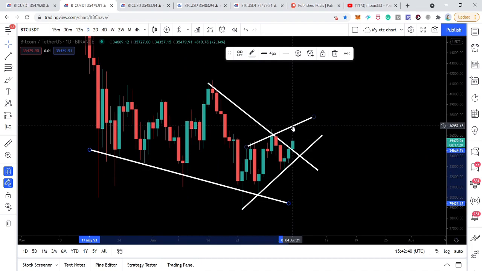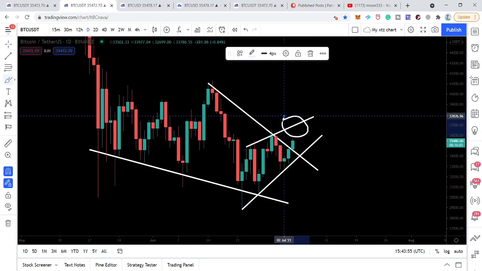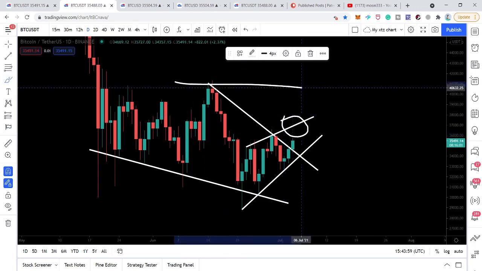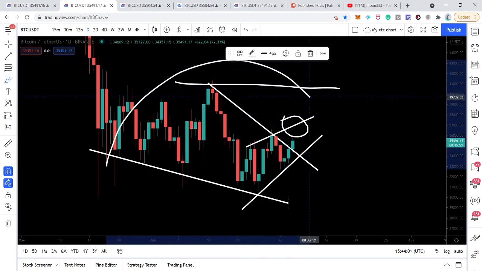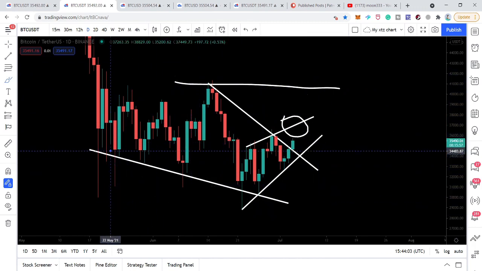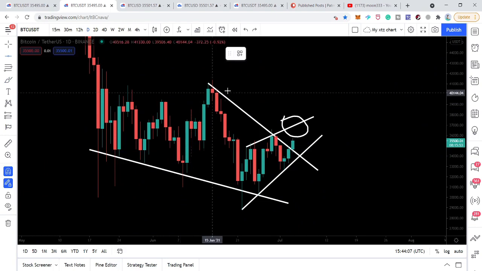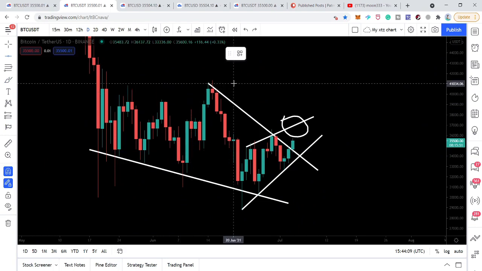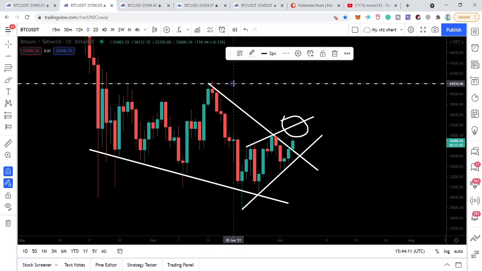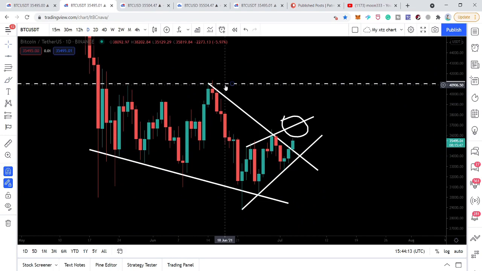Now, if the price action breaks out of this resistance of the rising wedge pattern, then our next target, according to this bigger falling wedge, is approximately $40,000. Let me show you. I'm just going to place the trend line here, and you can see it is approximately at $41,000. We have this tail of the falling wedge, and this can be our next target.